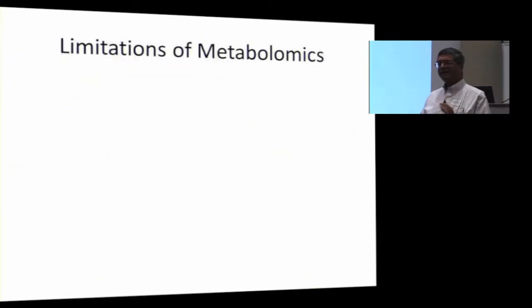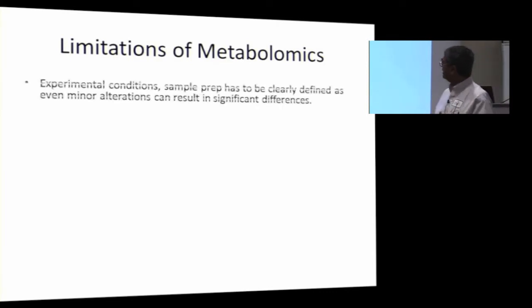So I'll address the limitations of metabolomics, some of which I addressed throughout the talk. The experimental conditions and sample prep have to be very, very clearly defined. And we will be saying this over and over for the rest of the symposium, because I think this probably is the single most critical piece. And that actually happens in your labs. It doesn't happen with us for the most part. So you have to be very clear about what you're looking at, because even minor alterations can result in significant changes in your metabolites.